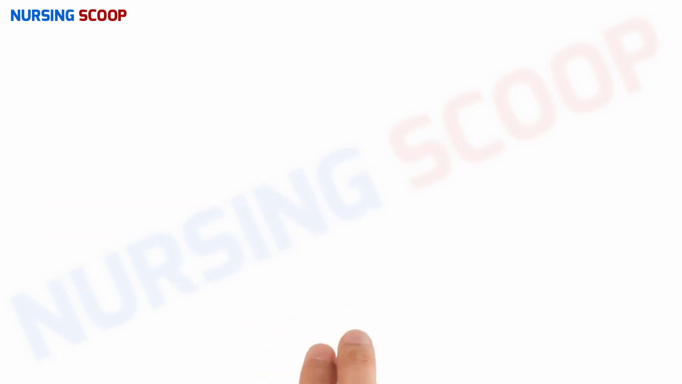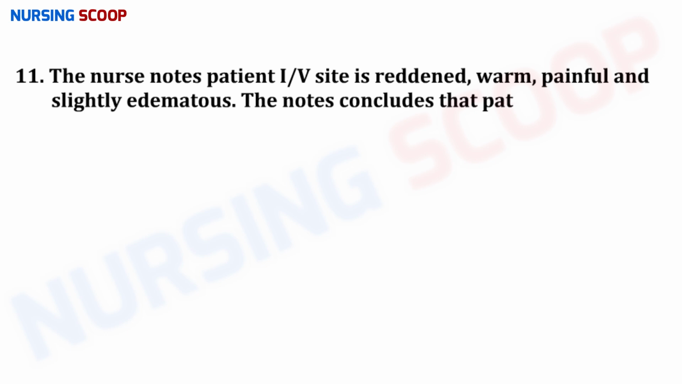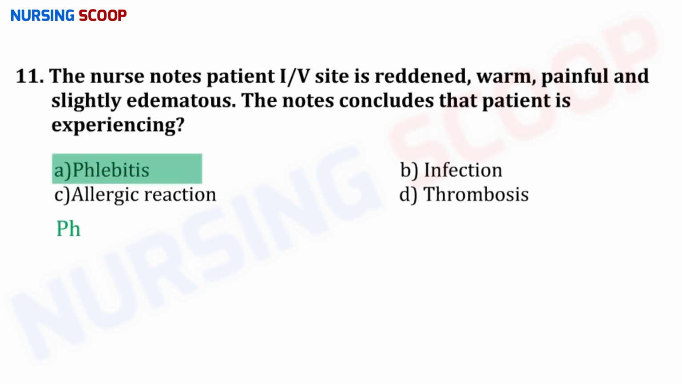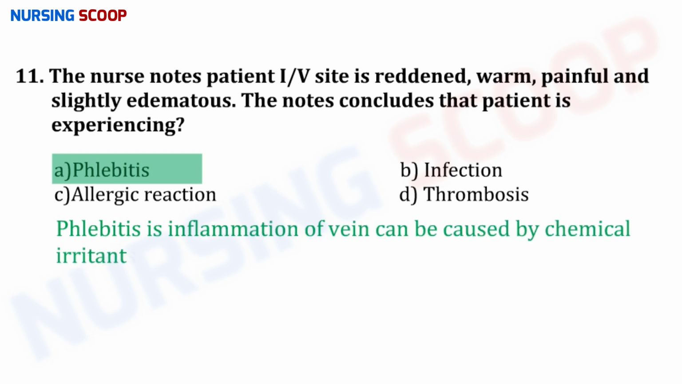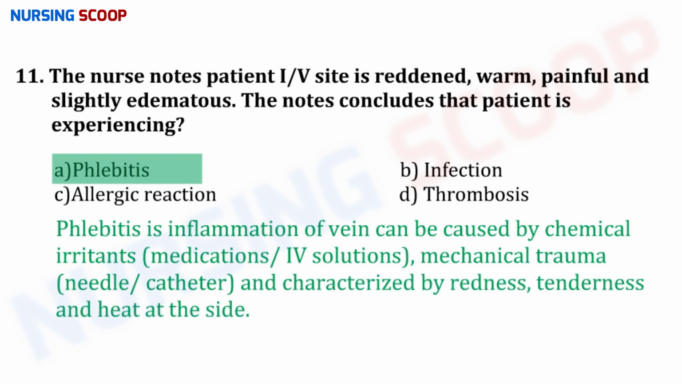So the nurse notes the patient's IV site is reddened, warm, painful, and there is a slight edema. So the nurse concludes the patient is most likely experiencing phlebitis, infection, allergic reaction, or thrombosis. So here the right option is option A, that is phlebitis. So phlebitis is an inflammation of the vein and it is caused by chemical irritants like medications or IV solutions, or due to mechanical trauma from the needle or catheter, and this is always characterized by redness, tenderness and heat at the site.